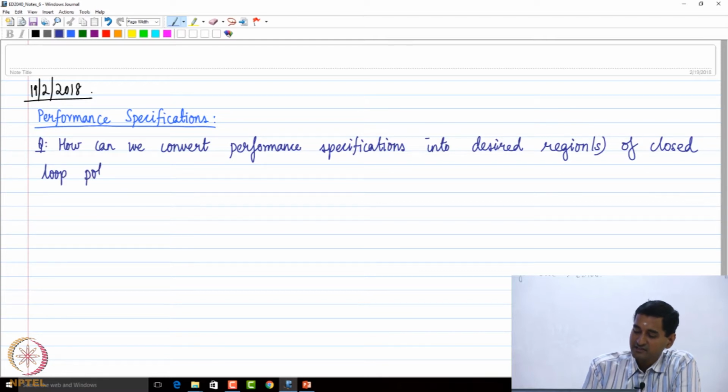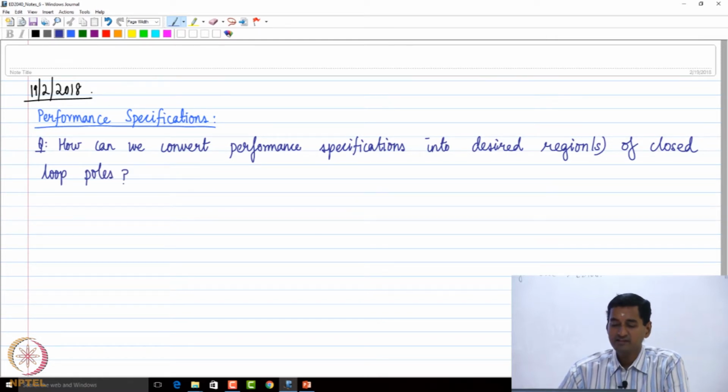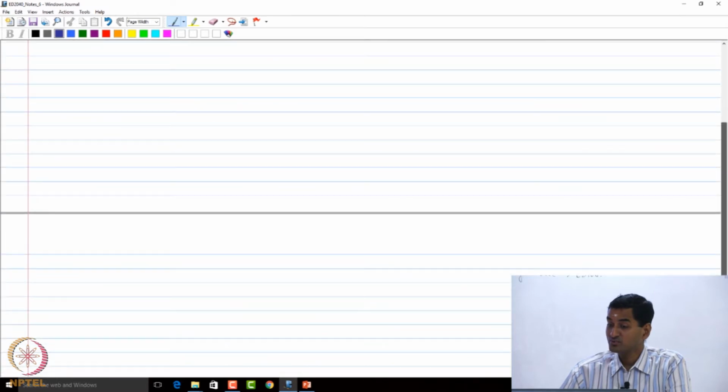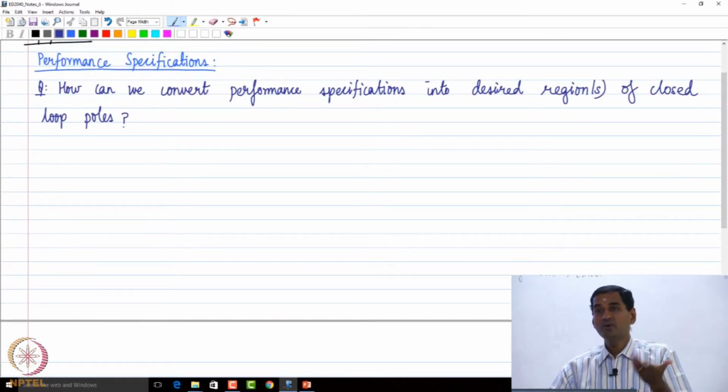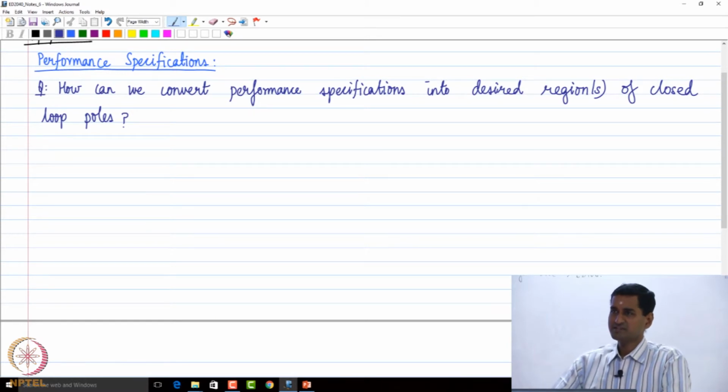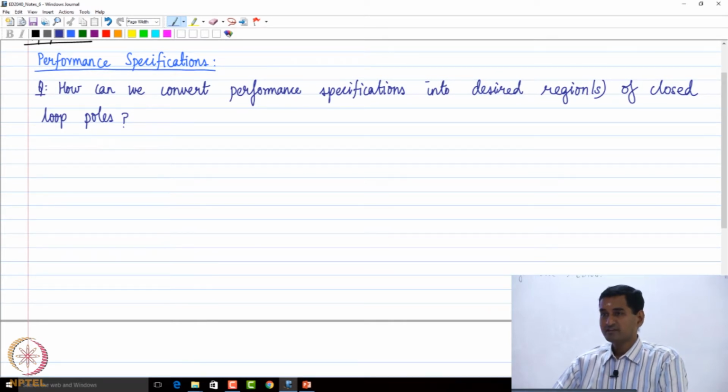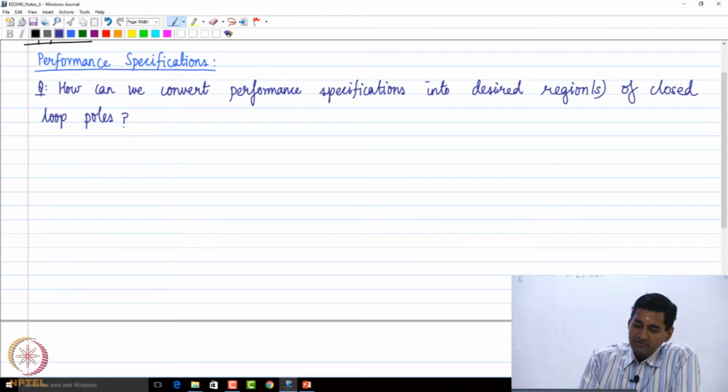Because we figured out that if I want closed loop stability, we need all the closed loop poles in the left of the complex plane. Now in addition to closed loop stability, I want some region in the left of the complex plane where my closed loop poles should lie, that would ensure that the closed loop performance specifications would be met. So that's what we are going to look at, from two perspectives. I am just going to take an example and then demonstrate how we can do this.